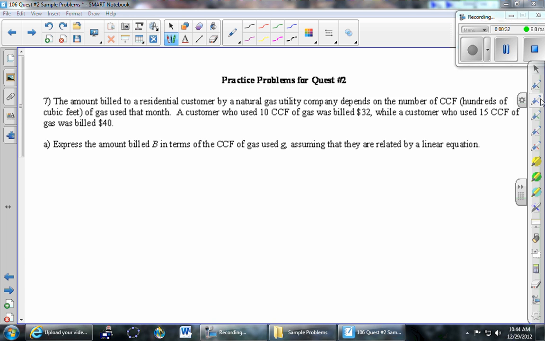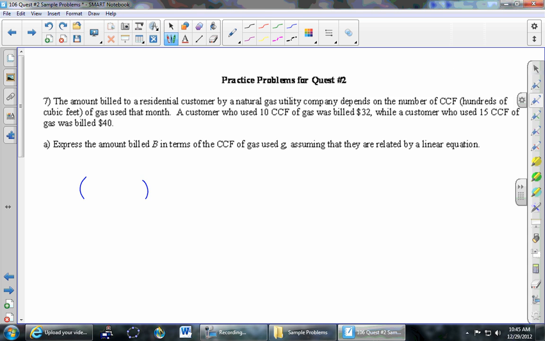Okay, so there's a lot of work to do here. First is to try to translate all the information in the problem into ordered pairs. Something, comma, something. Normally it's x, comma, y, but unfortunately it's different letters. This is an unfamiliar context that we find ourselves in. So what clue do we have that lets us know which number goes first? Is it the number of CCF of gas that goes first? Or is it the amount of money that's billed that goes first?